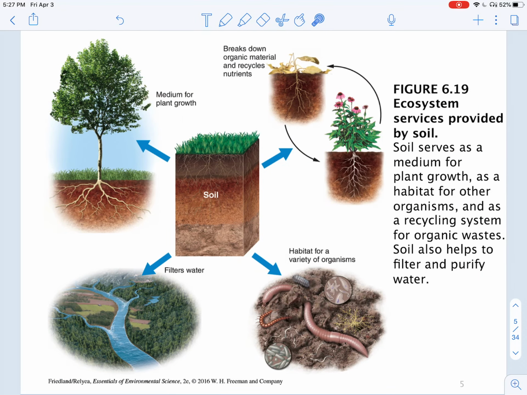This is figure 6.19 from the book and it just shows you some of these processes. So we've got these different layers of types of soil, but first of all, we've got our plants growing. It filters our water, habitats for organisms, ones that we can see and also ones that we cannot see. And then this process of recycling organic material. So these leaves break down and die. These get decomposed by organisms. Then more plants can use those and grow. So this is a recycling system for nutrients.